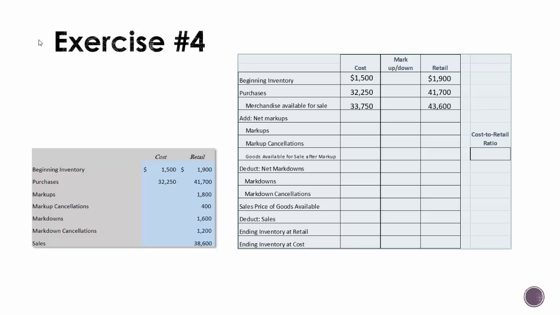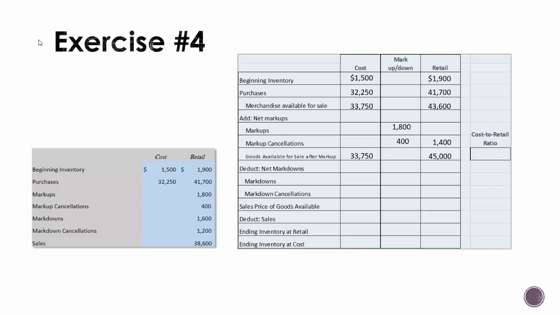Now let's factor in our markups. They marked up inventory by $1,800, but they canceled $400 of those markups, so their net markups were $1,400. If we add that $1,400 to the retail value of inventory, we come up with $45,000. The goods available for sale after markup at cost does not change, because you don't mark up your own cost.